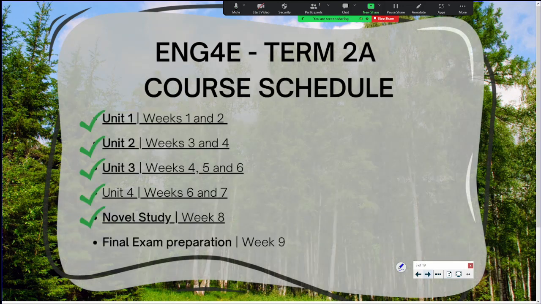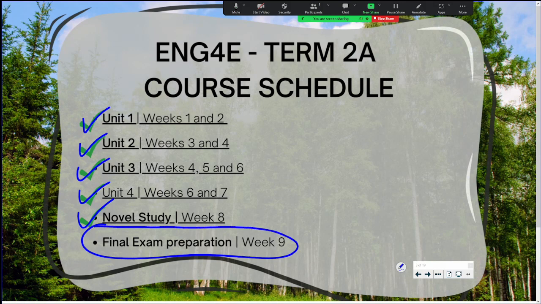Just note that we have now covered all 4 units, and we had a very in-depth novel study, which I really enjoyed last week, and we are now looking at the final exam preparation. The final exam is worth 20% of your final grade. So it's the biggest chunk of your grade for a single thing that you have to do.